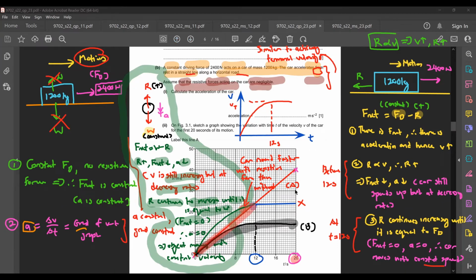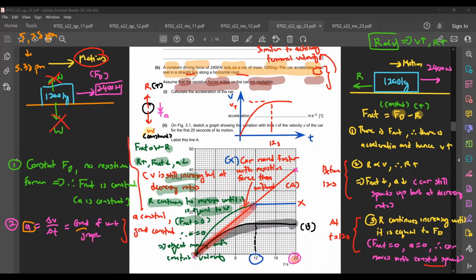Okay, right. Just now I told you the green colored line is wrong because the car moved faster. I'm just going to rewrite it properly. The car moved faster with air resistance, with resistive force, than without. This one is actually wrong.